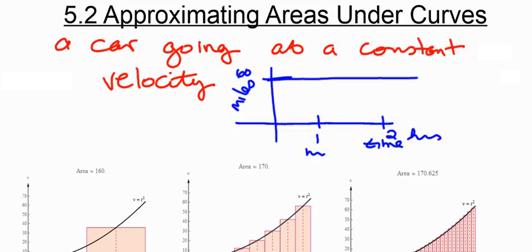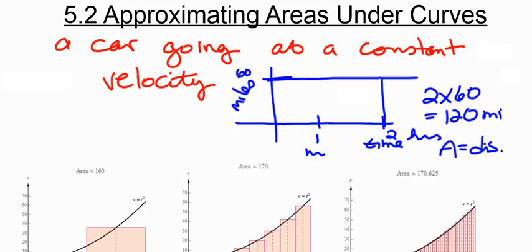We would know how far it went, or a displacement of, would be the area under the curve. We would know that it would go 60 miles the first hour and another 60 miles the second hour, or 2 times 60 for 120 miles. So 2 hours times 60 miles per hour gives us 120 miles. We call this area under the curve displacement.